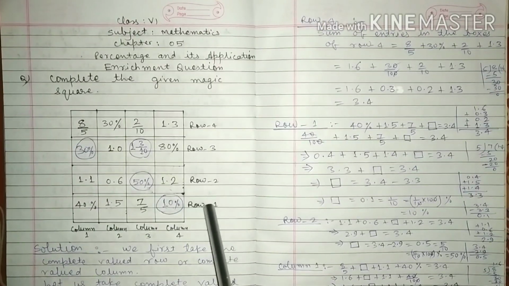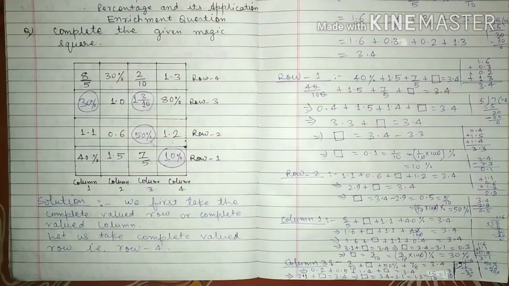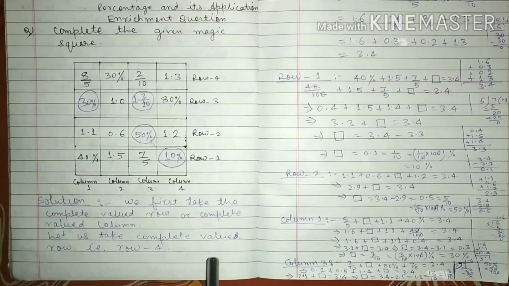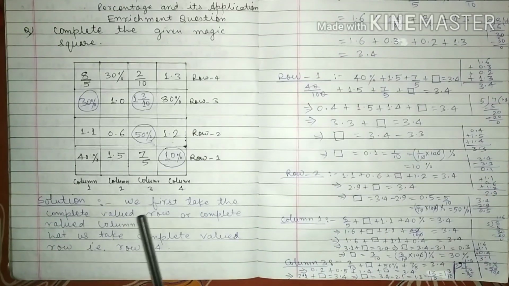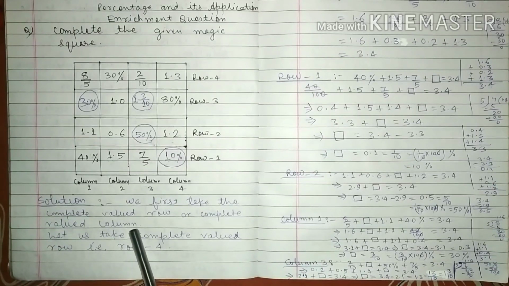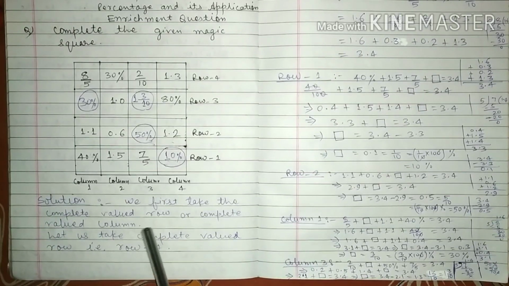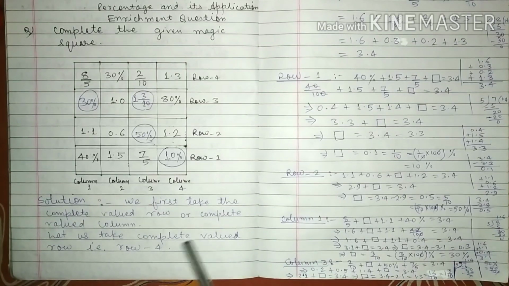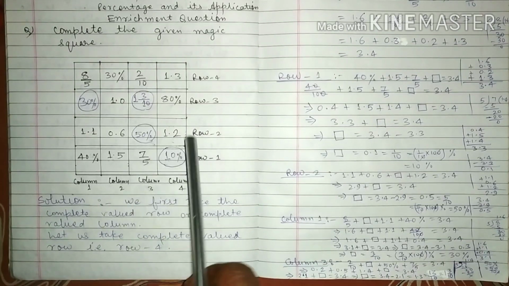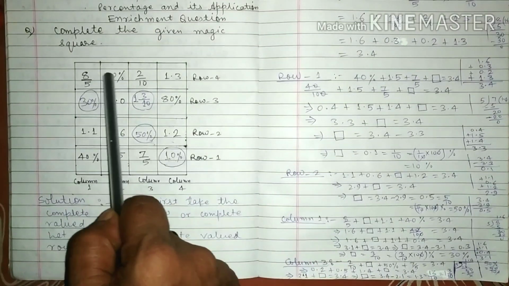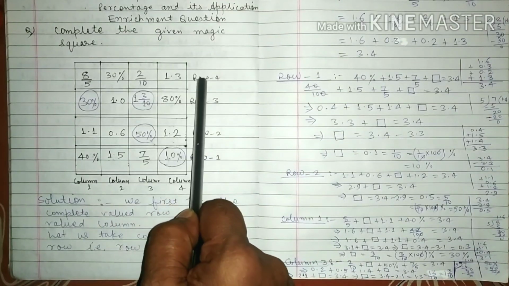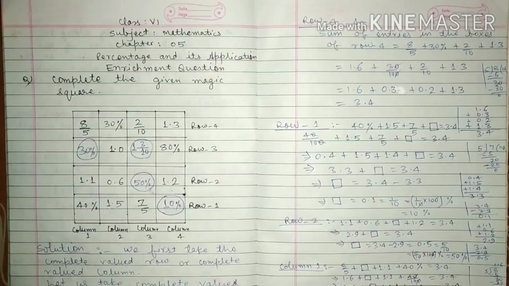For the solution of this question, we write. We first take a complete valued row or a complete valued column. We take either of the two. Let us take the complete valued row, that is row 4. All entries in the boxes are given in row 4.